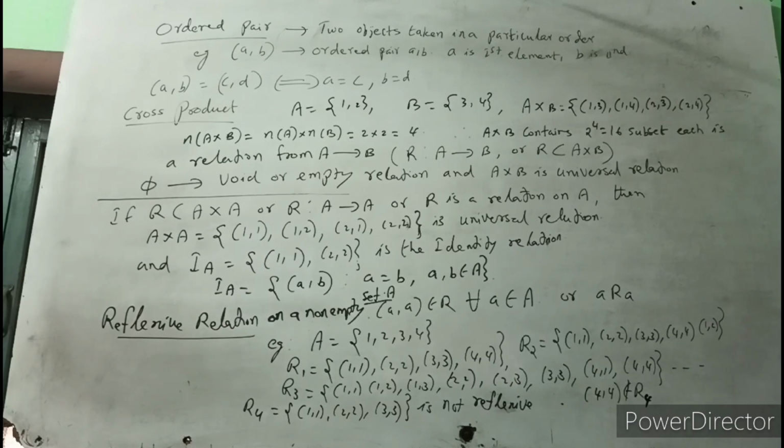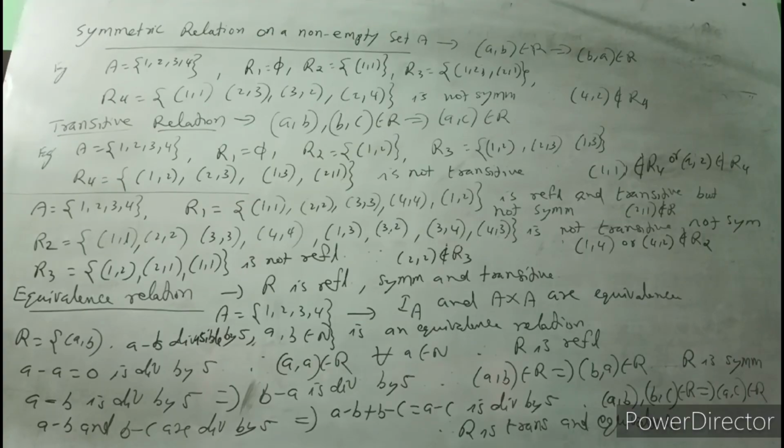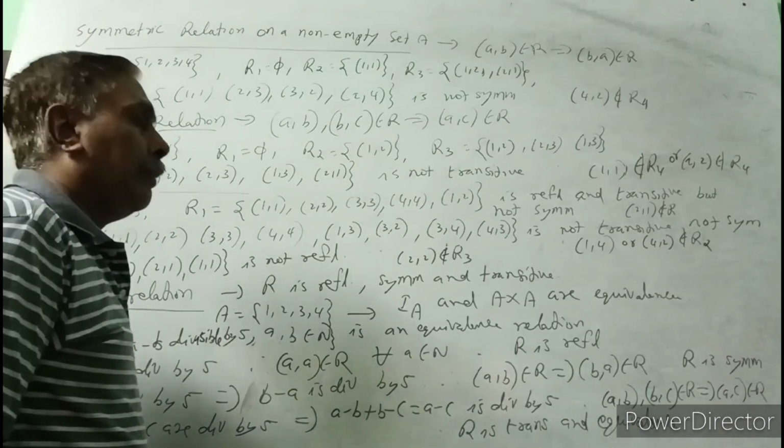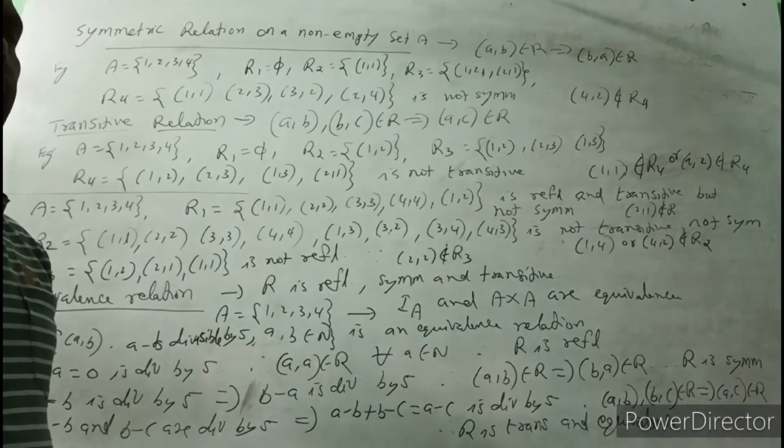Let us see the second type of relations now. So let us see the second relation, that is the symmetric relation. A symmetric relation on a non-empty set A is a conditional relation.